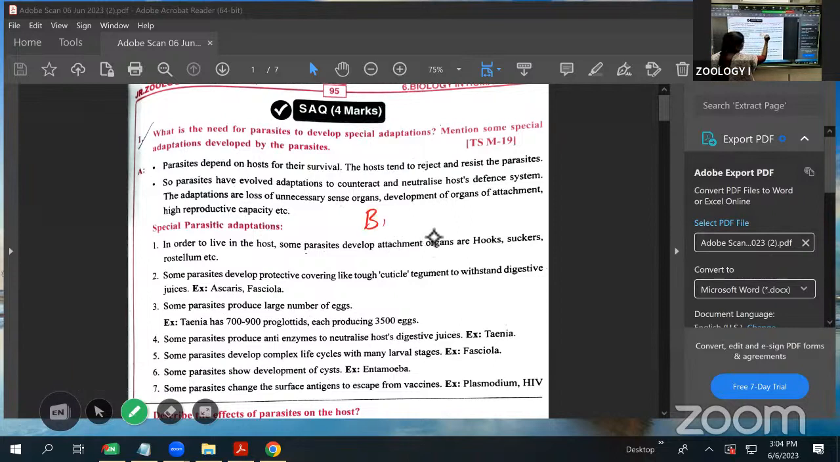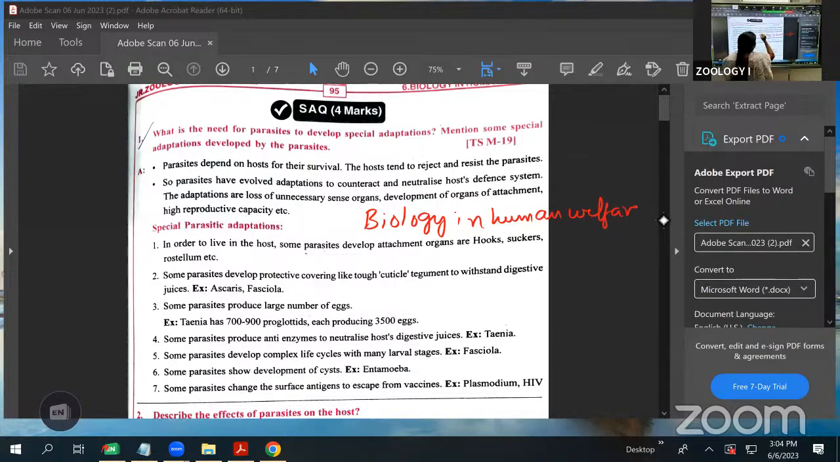Biology in human welfare. From this lesson, SAQs we are going to discuss. The first one is called the adaptations of parasites. Here, the parasites develop special adaptations. The adaptations of parasites we are going to discuss.